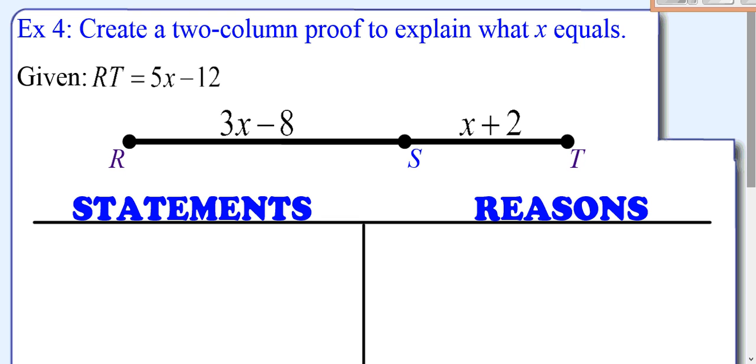So now we're going to work through our very first proof. Now, the best thing about proofs is that you always know where to start. You always start with the given. Every single time. So it's never, where do I start? You always write down the thing that they tell you first. RT is equal to 5x minus 12. And the reason they even gave that to you is given.